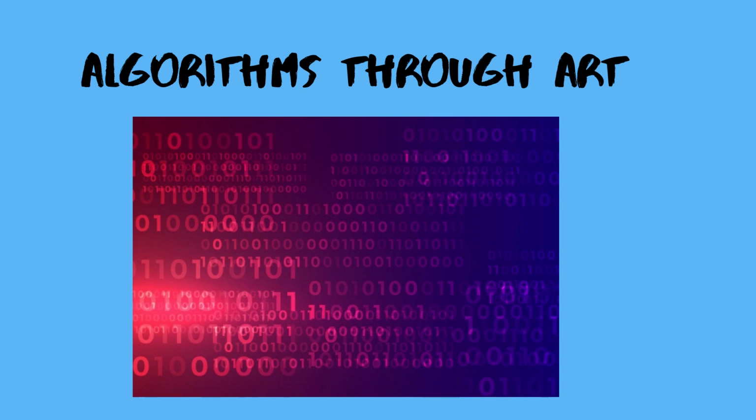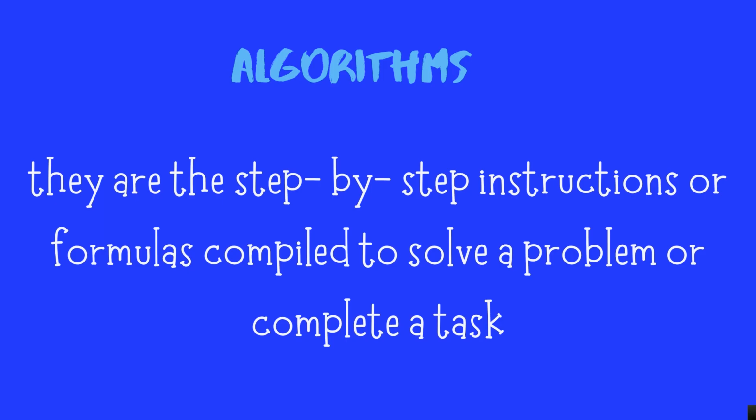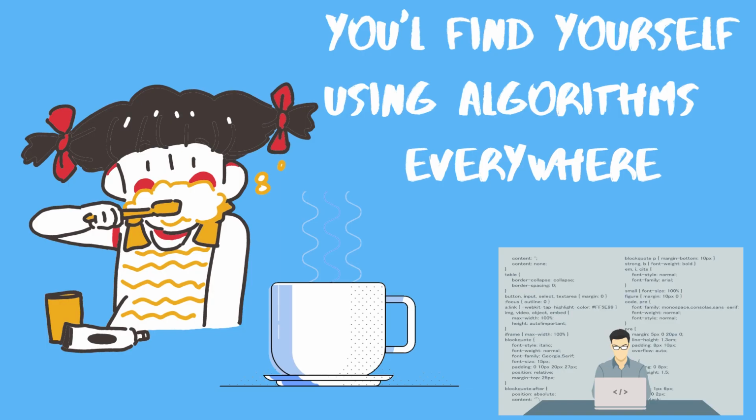Today's topic is algorithms through art. Algorithms, what are they? Well, they are the step-by-step instructions or formulas compiled to solve a problem or complete a task. Very similar to something like a recipe or any art, for example, how to draw a square.